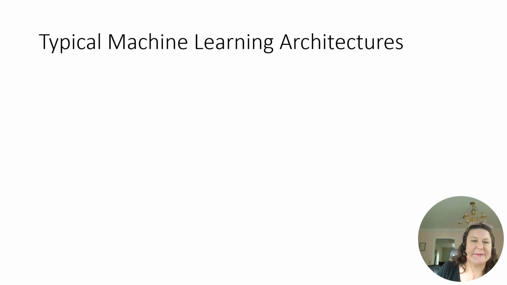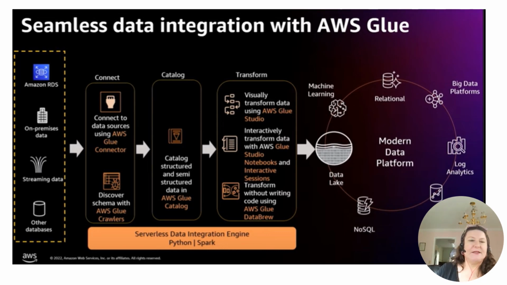So let's look at some typical machine learning architectures. We talked about machine learning and artificial intelligence not happening in a vacuum. It happens as part of a huge ecosystem of data and applications and infrastructure and so on. So this diagram is an example of an infrastructure like that within AWS. This one's centered around the AWS Glue architecture, but of course there are so many different architectures that could happen.